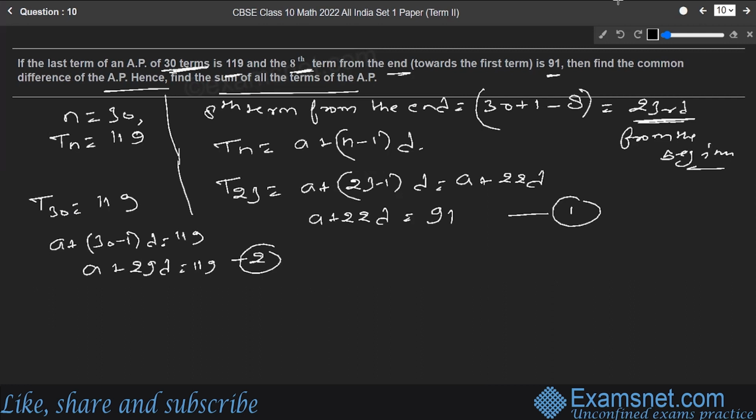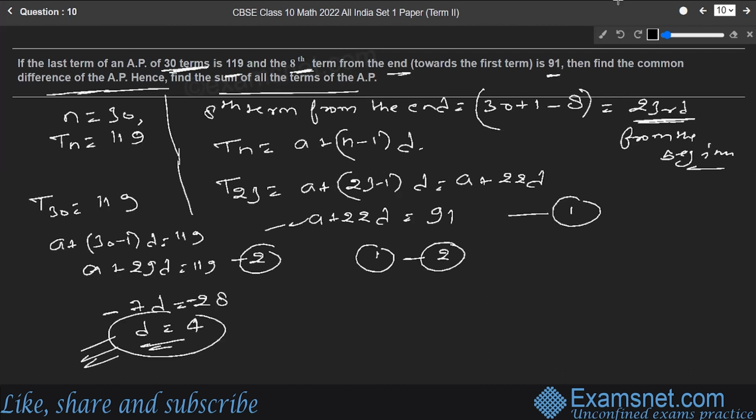Using equation number 1 and 2, we can subtract, equation 1 minus equation 2. If we do this, a and a get cancelled. So we remain with minus 7d is equal to minus 28. If you divide and take it to the other side, the d value comes out to be 4. We were supposed to find the common difference of the AP, so that is coming out to be 4. This is the first answer.